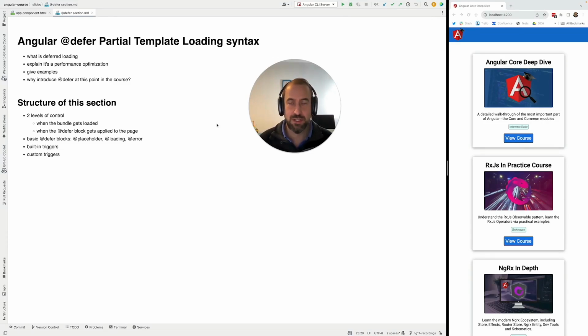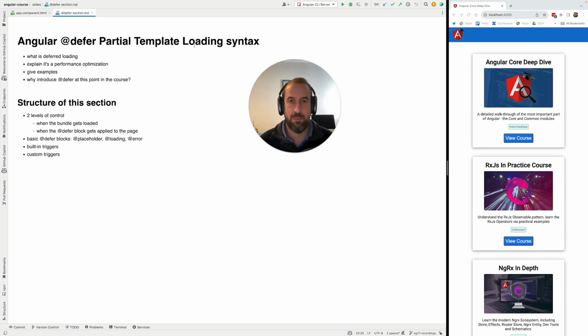In this new section of the course, we're going to be talking about the Angular defer syntax, which is used for partial template loading. Now, this syntax is actually a performance optimization. This is not 100% necessary to build an Angular application.